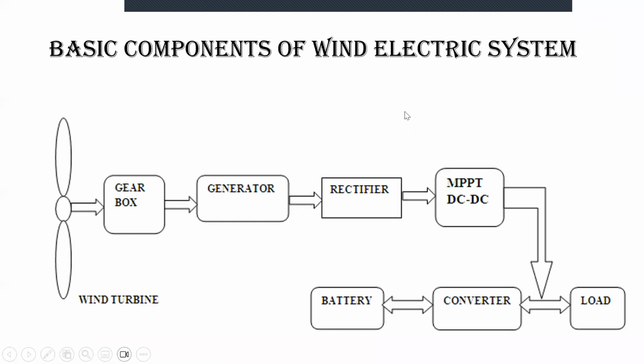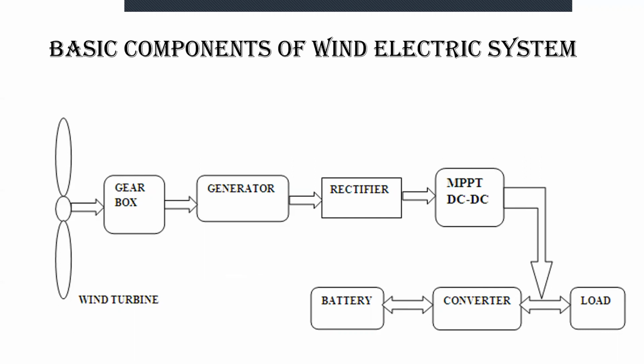Next, the basic components of a wind electric system are the wind turbine, gearbox, generator, rectifier, and a converter, that is DC to DC or AC to AC, based on what we finally require. That is connected to the load, wherein the load is otherwise attached to the converter and supported by the battery. So these are the basic components of a wind electric system.